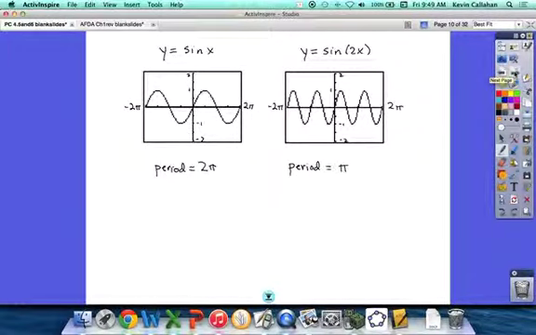Okay, now let's look at the B. The B is the bx minus c part, by comparing sine x to sine 2x. Okay, what's the difference in these graphs?